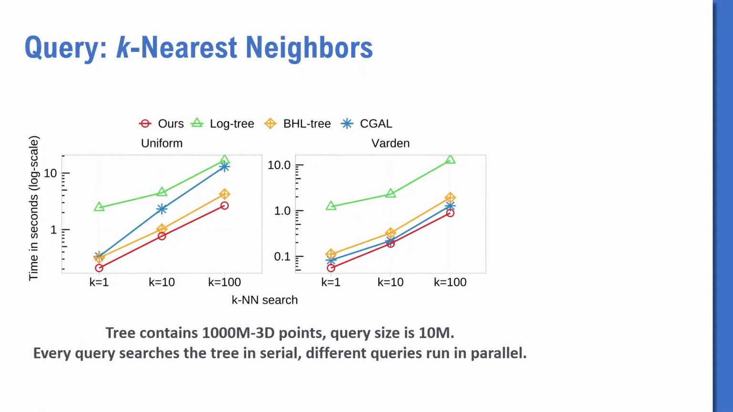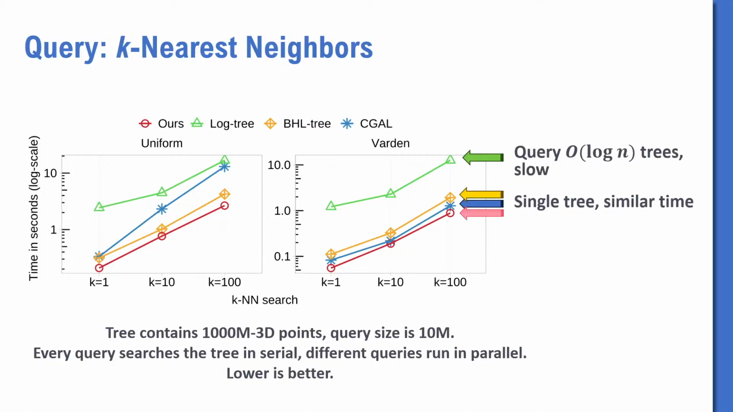Query size 10 million. All the queries are run serially, but we run all these queries together in parallel. Okay, and then we have k equals 1, 10, and 100. Basically, the takeaway is if you have log structures, then the performance is bad. If you have just one single tree, the performance is almost similar. Okay, it's all about some implementation tricks that makes maybe one of them 20% faster than the other one, but they have similar performance. Okay, I'm mostly on time.